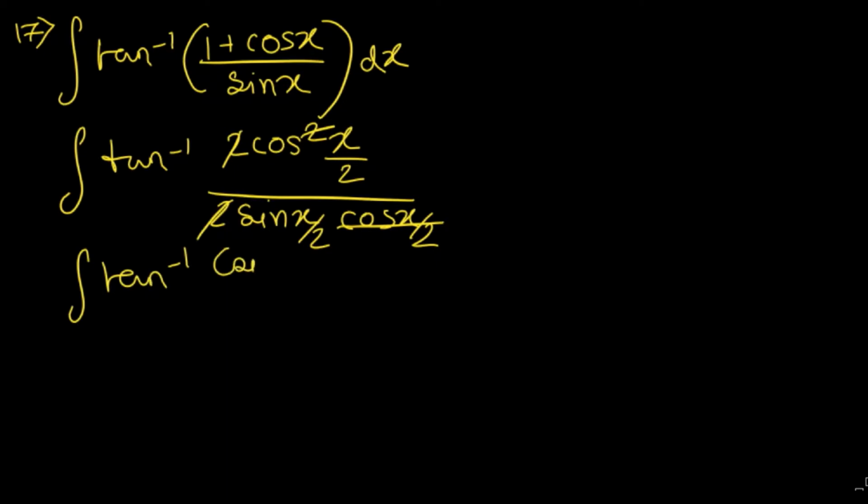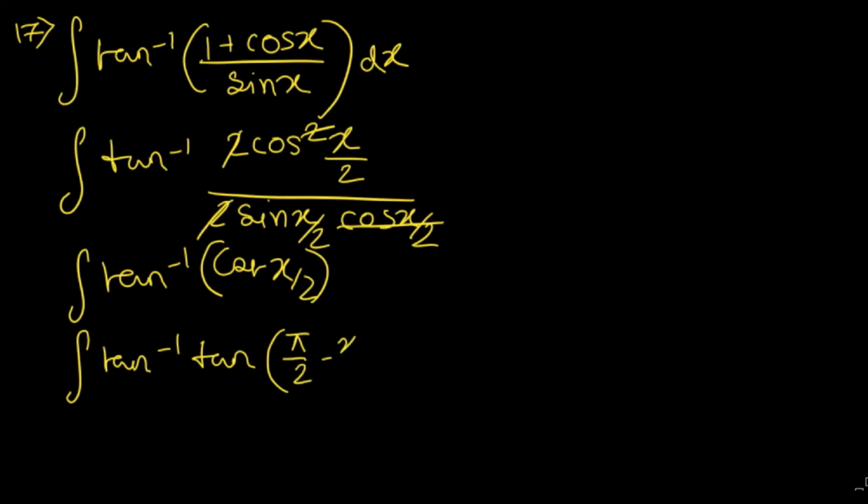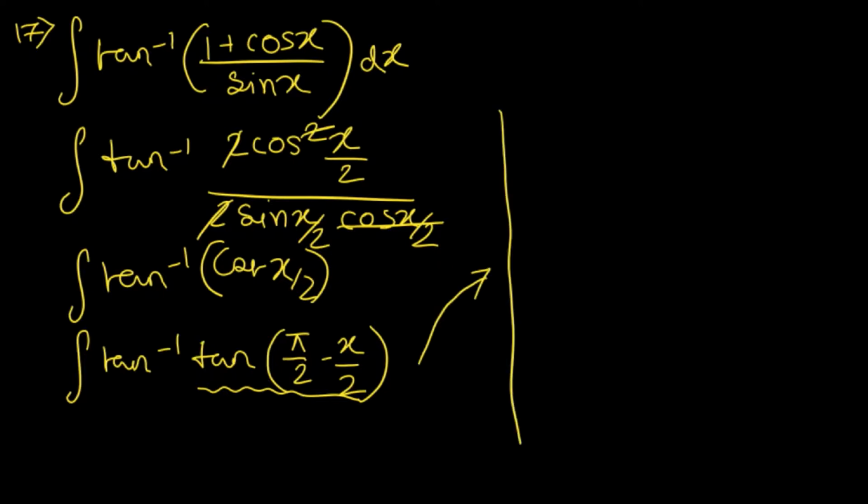As we know by the trigonometric formulas, cos x by 2 by sin x by 2 gives cot x by 2. So you can write tan inverse of cot x by 2 as pi by 2 minus x by 2. This is the angle changing formula: cot x by 2 can be written as tan of pi by 2 minus x by 2. So on continuing with the sum, tan inverse and tan get cancelled, so we only have the integration of pi by 2 minus x by 2 dx.